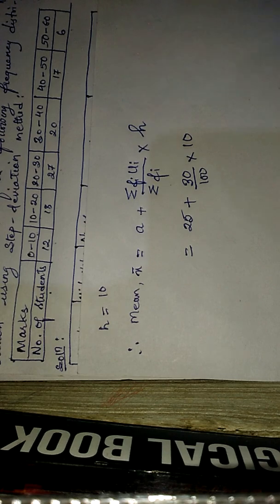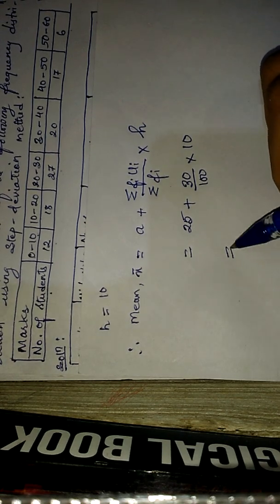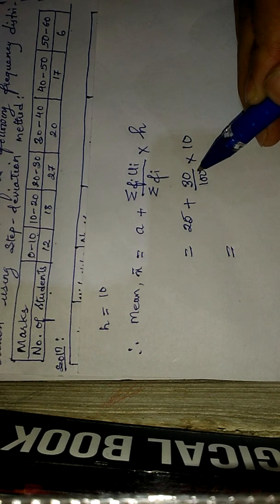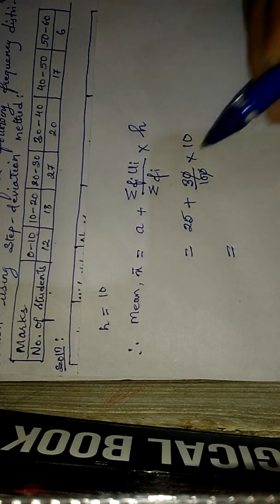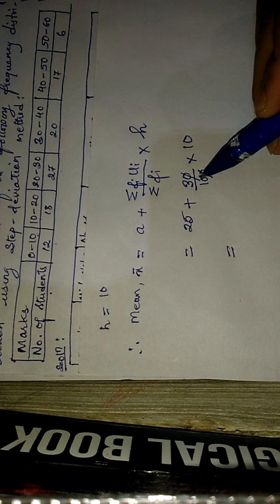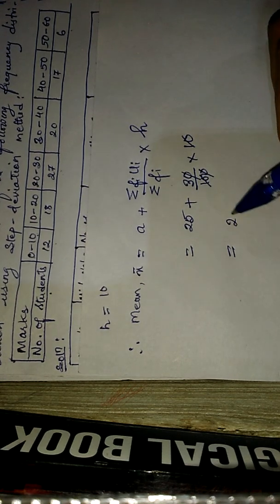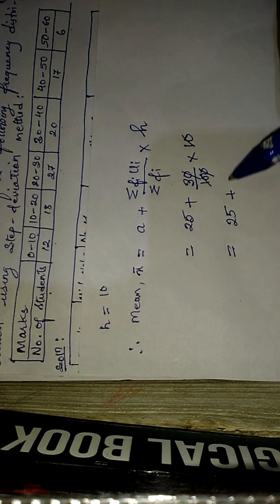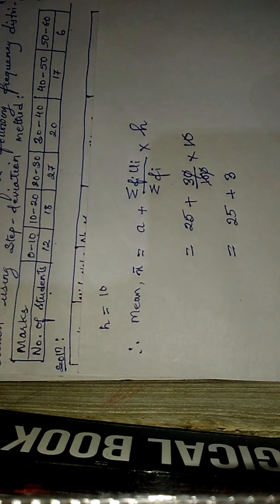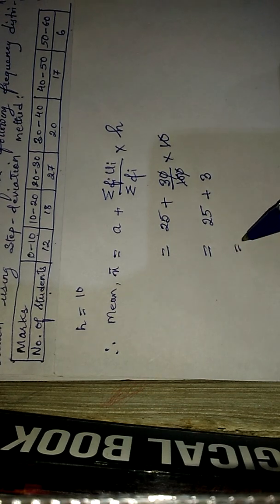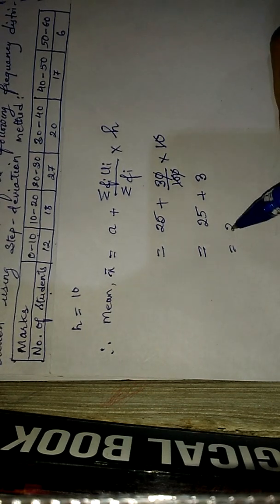Okay, now cancel this 0 and 0, then this 10 and 10. What remains? 25 plus 3 remains. Then add this 25 with this 3, you will get 25 plus 3 is 28. This is our required mean.